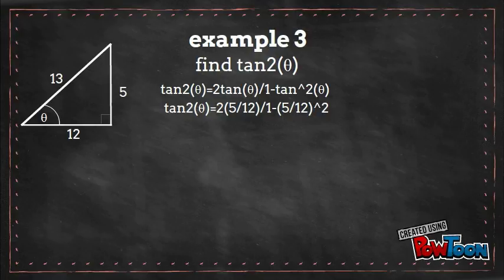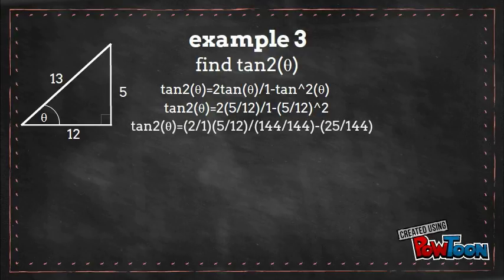Because we are multiplying fractions, we can change the 2 in the numerator to 2 over 1. Then we need to square the fraction in the denominator. 5 over 12 squared is equal to 25 over 144. Then, since we are subtracting it from 1, we can change the 1 to 144 over 144. 2 over 1 times 5 over 12 is equal to 10 over 12, and 144 over 144 minus 25 over 144 is equal to 119 over 144. Our equation should now read tan of 2 theta is equal to 10 over 12 over 119 over 144.